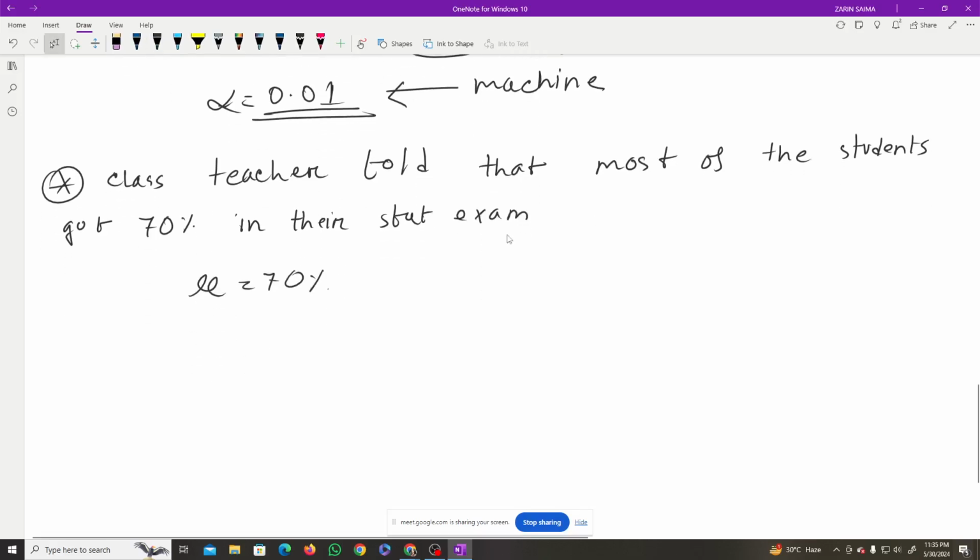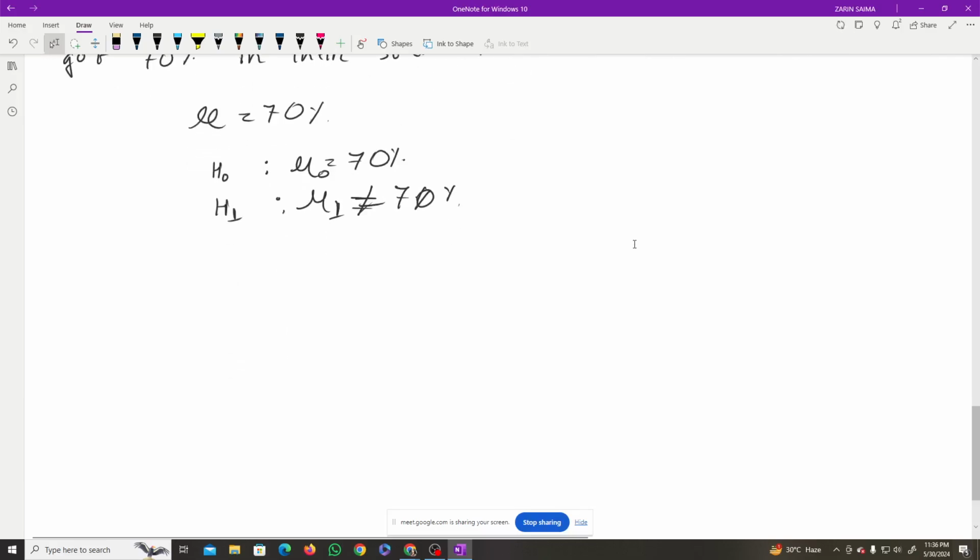So your null hypothesis would be something like that yes, most of the students got 70% in their stat exam. So the population mean would be 70%. But in your alternative hypothesis, the population mean won't be 70%. It will be something higher or something lower. And to find that, you will do Z test. Or yes, there are some other tests as well, but let's talk about Z test.